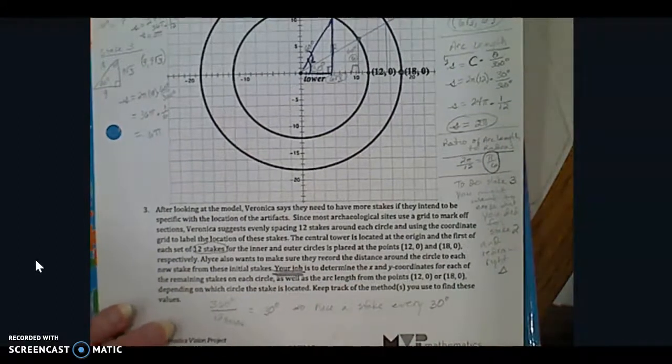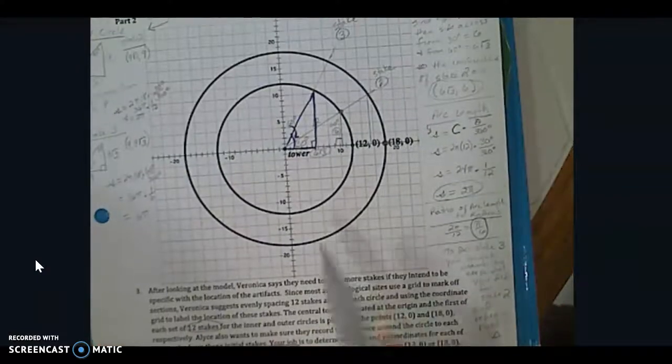So first of all, if you recall what we did at the beginning of this module, I'm going to see how many degrees are going to separate each one of them. So 360 degrees divided by 12 stakes, because that's how many markings I want to make, will give me 30 degrees. So we're going to put a stake every 30 degrees. Now you have to read through the task to understand what I mean by a stake. But it's going to be every 30 degrees.